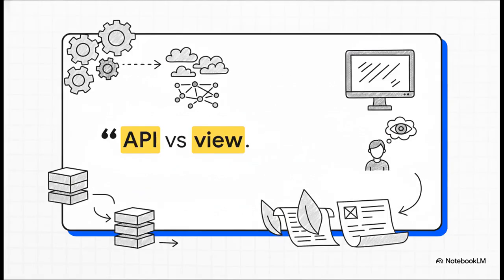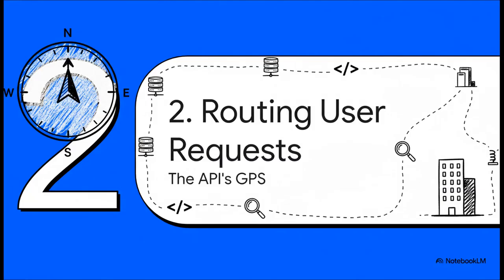So how do you remember this under pressure? Simple. Just think API versus view. @RestController is for the API, @Controller is for the view. Done. Okay, section 2. Let's talk about routing.